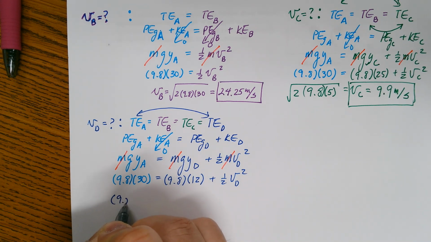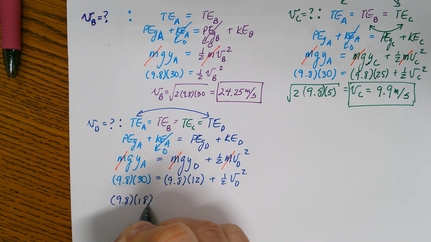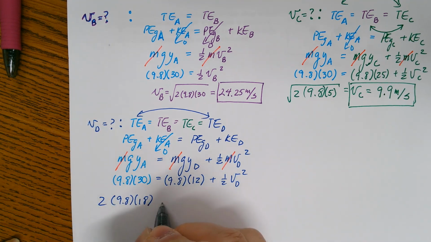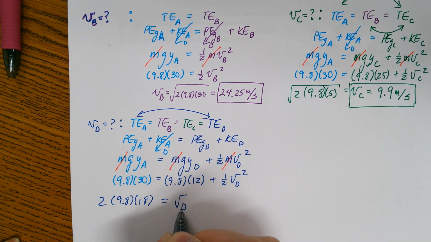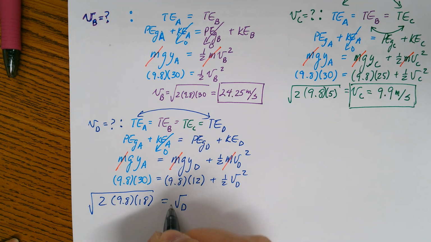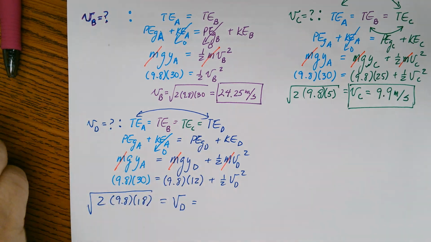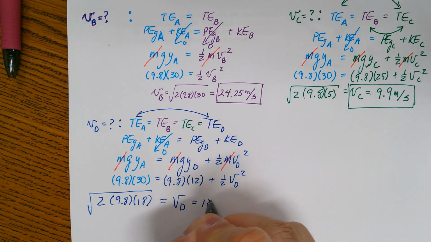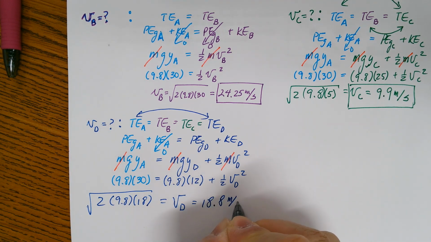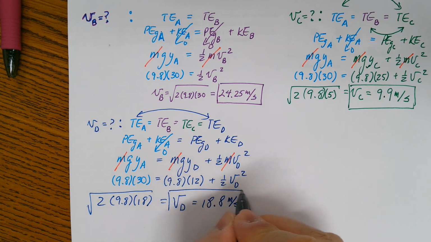So 9.8 times 18 times 2, right? Square root both sides, and I get my vD. Therefore, the v at D comes out to 18.8 meters per second.